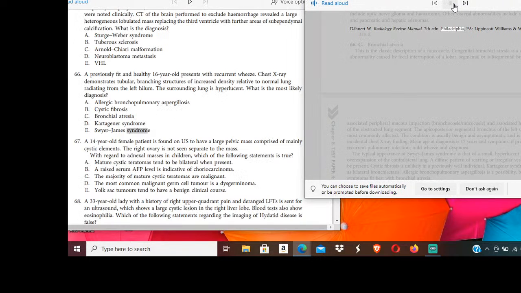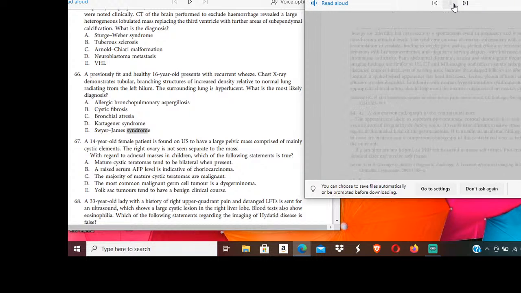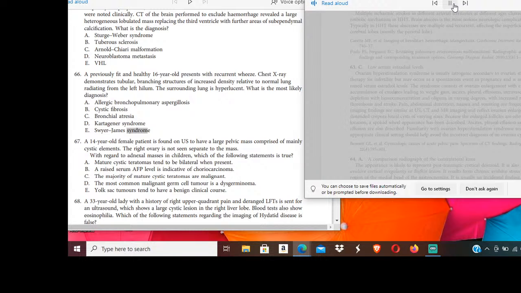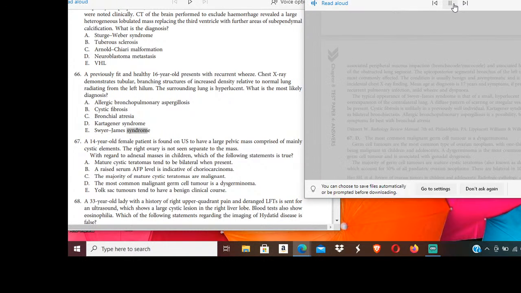7th ed. Philadelphia, Pa, Lippincott, Williams and Wilkins, 2011: 333-5. 66. C. Bronchial atresia. This is the classic description of a mucocele. Congenital bronchial atresia is a congenital abnormality caused by focal interruption of a lobar, segmental or subsegmental bronchus with associated peripheral mucus impaction, bronchocele/mucocele, and associated hyperinflation of the obstructed lung segment.